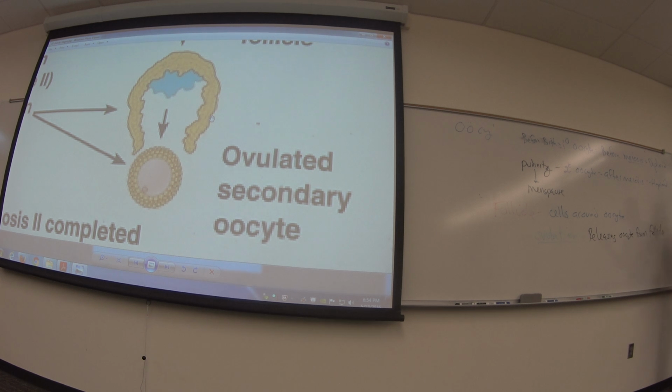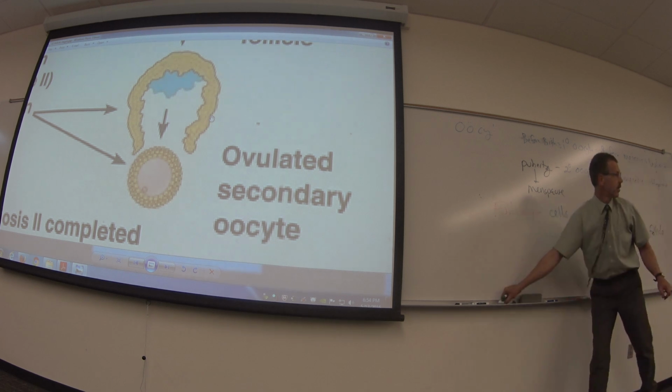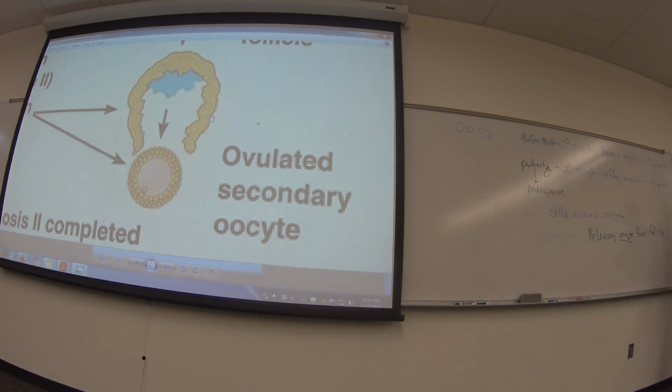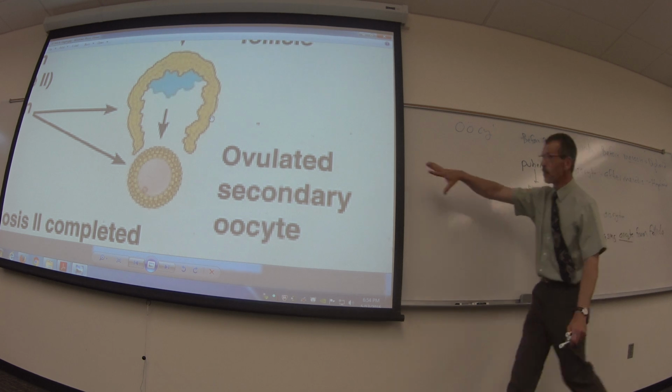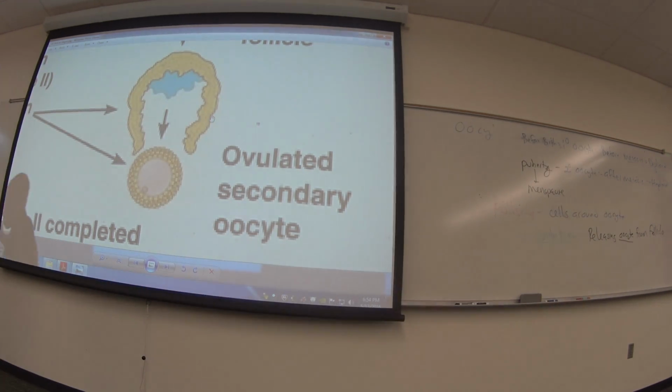So the important idea is that the egg is what gets released, not the follicle. When chicks hatch, the eggs hatch, not the nest. So when you ovulate, you're releasing an oocyte from the follicle. All right? Now, what I've done here is I've ovulated my secondary oocyte. My egg is leaving the nest.